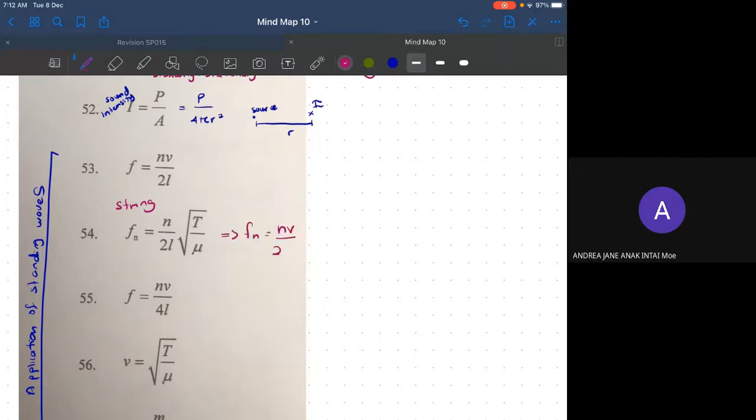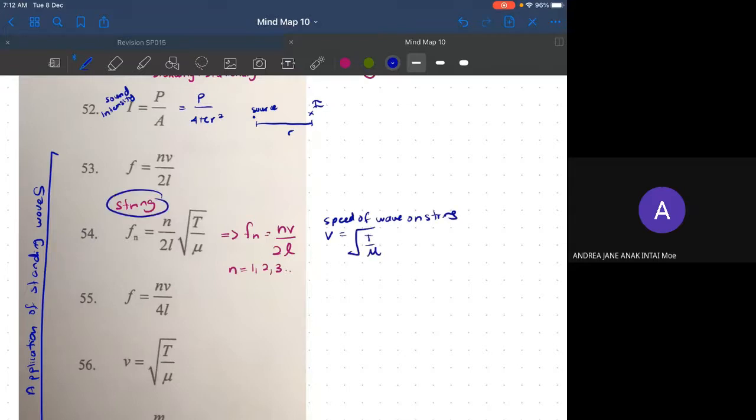Fn is equals to NV over 2L. Okay, di mana N tu sama dengan 1, 2, 3. Iaitu 1 tu first harmonic, second harmonic, third harmonic. Hopefully kamu ingat lah. And then our V is equals to, ni adalah speed of wave tau. Speed of wave on string, okay. Di mana equation dia adalah T over mu, okay. So ini untuk string tau, string, okay.